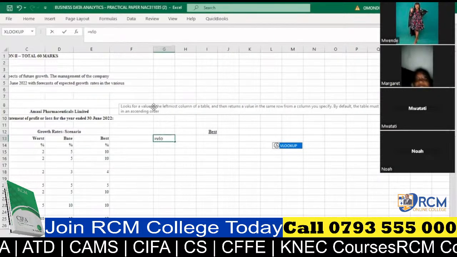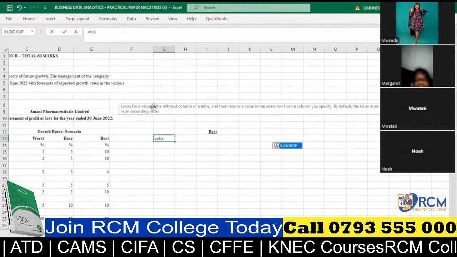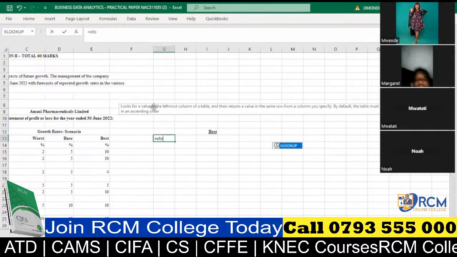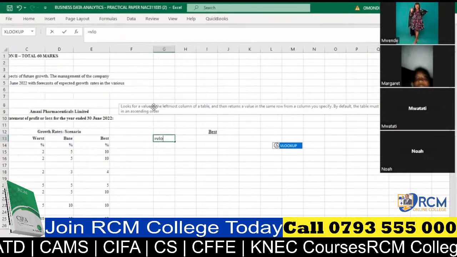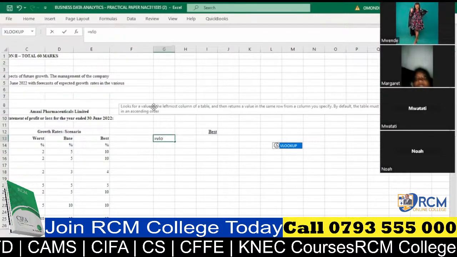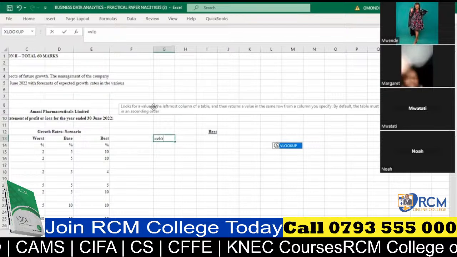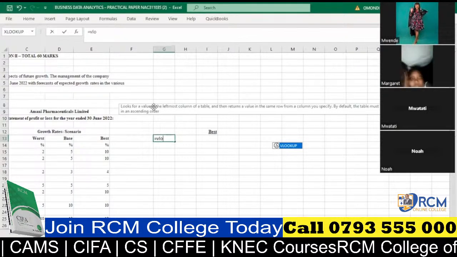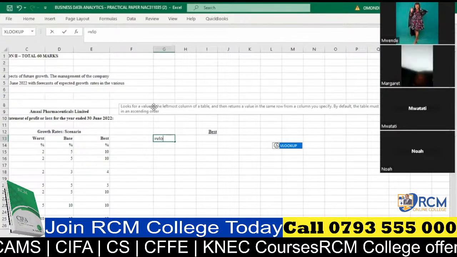An array formula or function is a formula that can perform multiple calculations on one or more items in an array. You can think of an array as a row or a column of values, or a combination of rows and columns of values. So I think that is now okay.